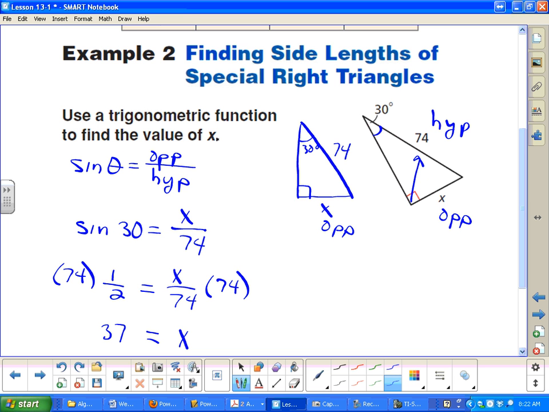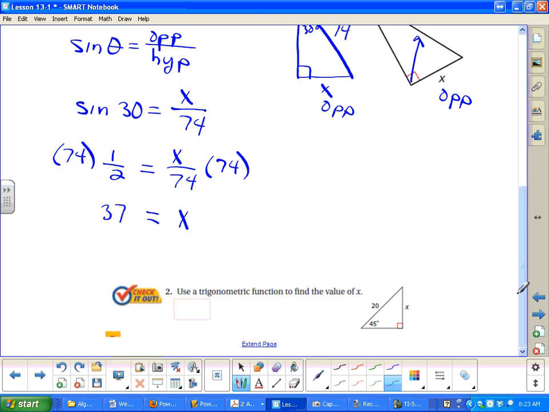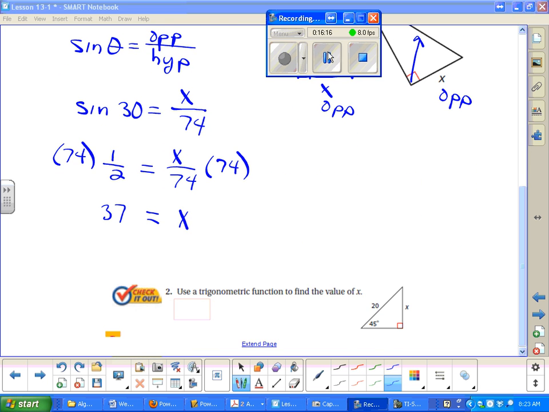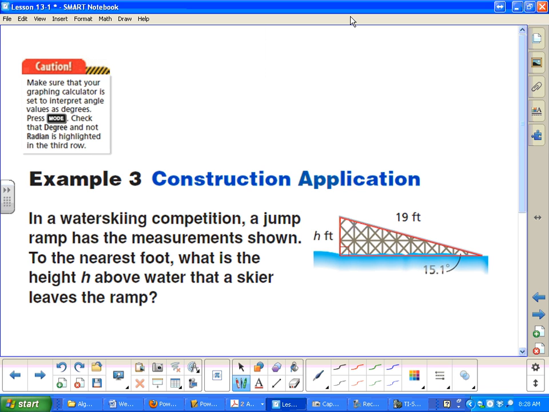So whenever we're trying to find a missing part of a right triangle, we need to figure out what parts do I know, so then I can figure out which trig function am I going to use. Substitute things in, and then solve the equation. Okay, so here we have a construction application, and you can see that I put a little caution here, just to remind us to check the mode of our calculator to make sure that it is in degrees, something that we did already.